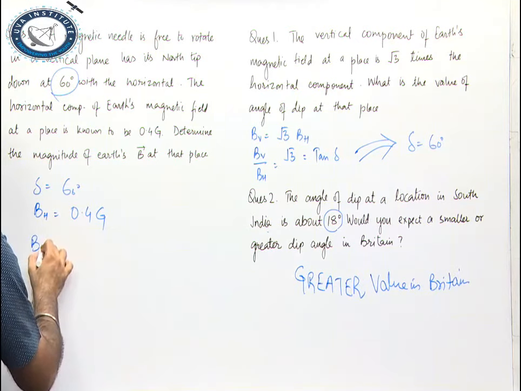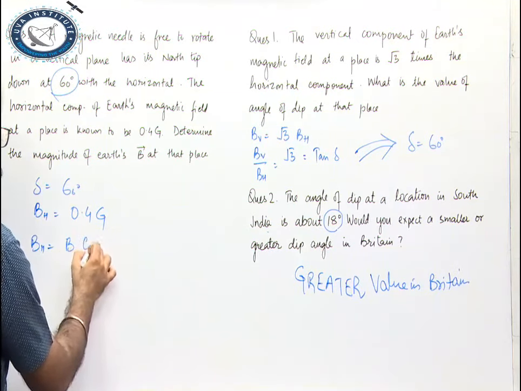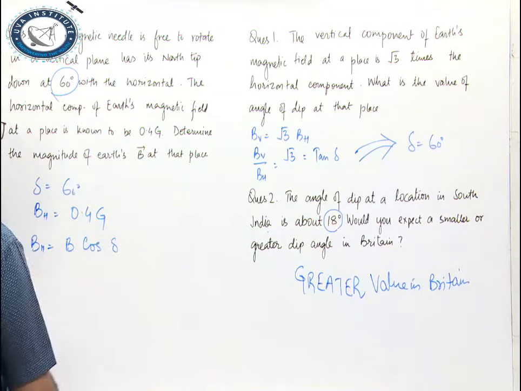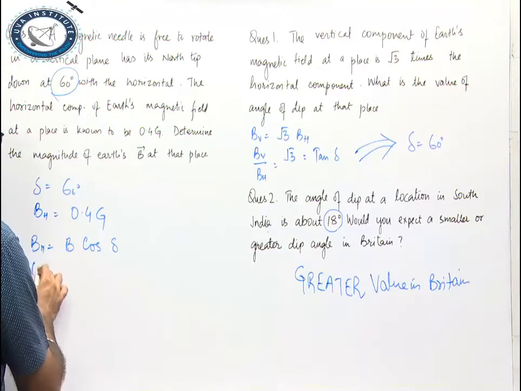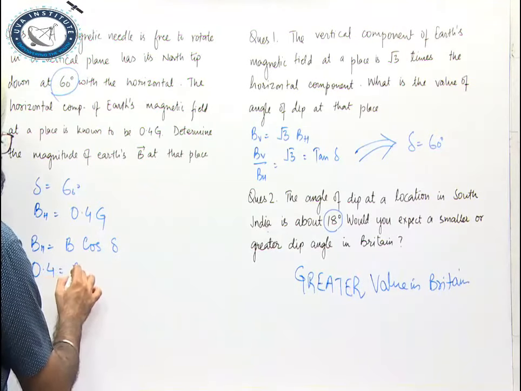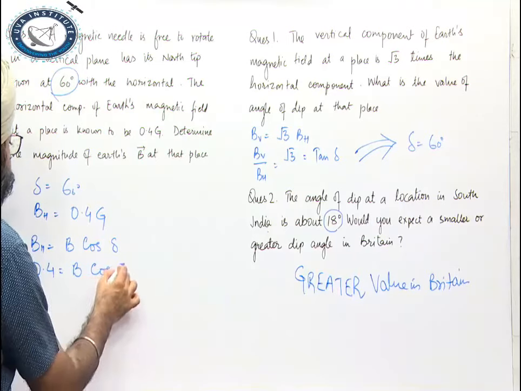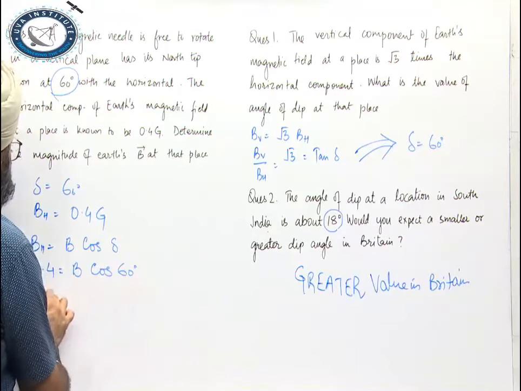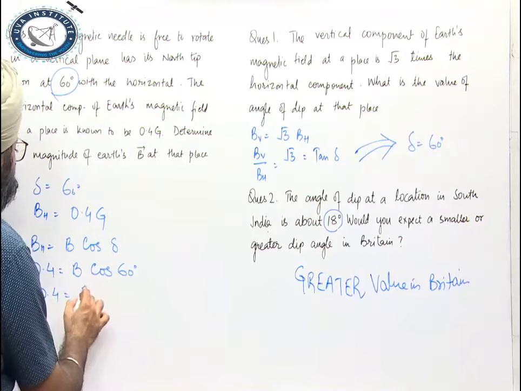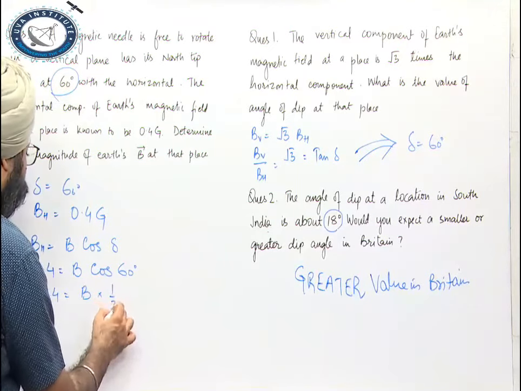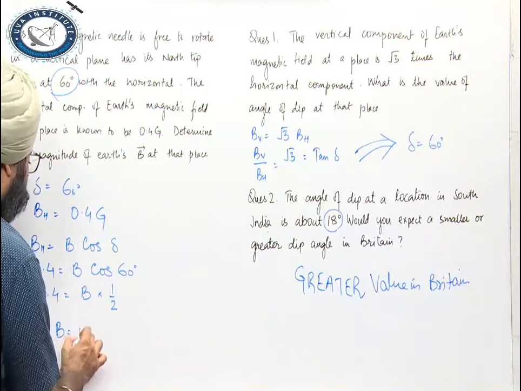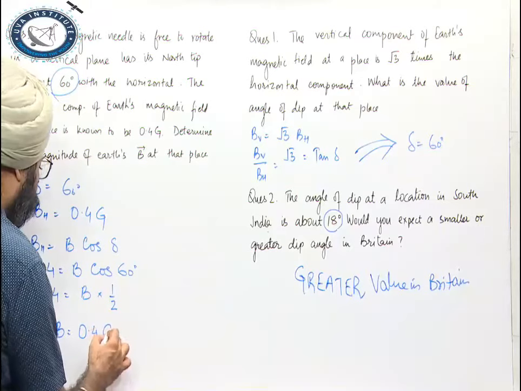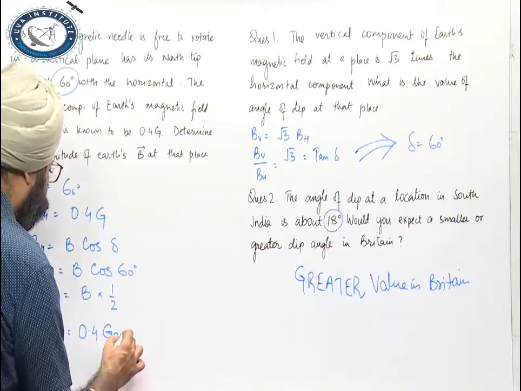So BH is equal to B cos delta. So BH is 0.4, B cos 60 degrees. 0.4 is equal to B into 1 by 2. So B is equal to 0.4 Gauss.